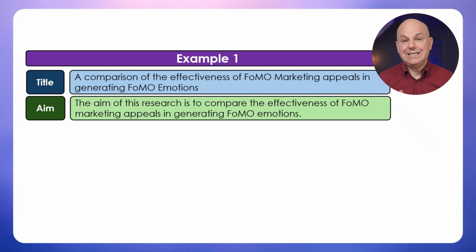As you can see in example 1, both the title and the aim are the same. The only difference is the beginning of the sentence, since the title is a standalone statement and the aim is presented as part of a narrative. Hence the change from a comparison to compare. The aim of this research is to compare the influences and then explain what the comparison is.